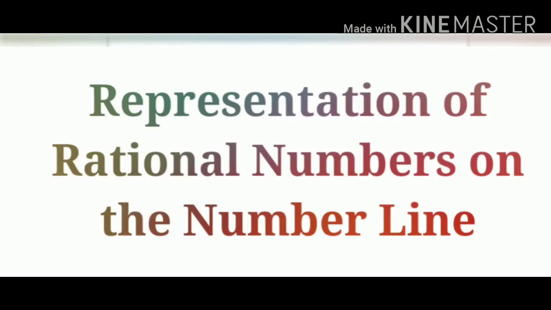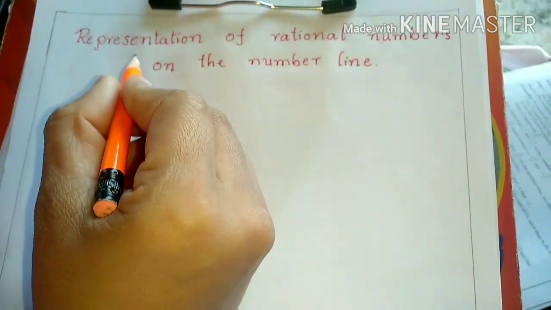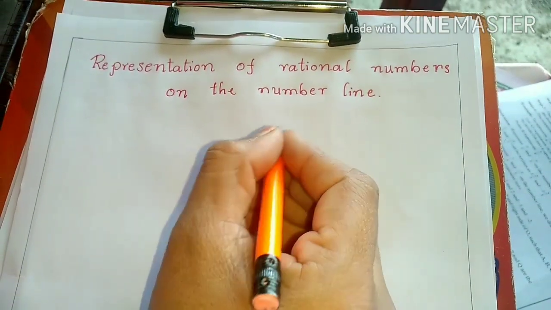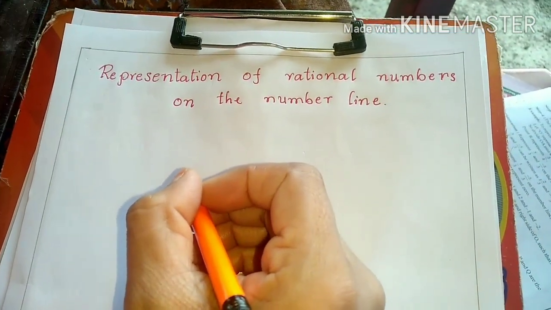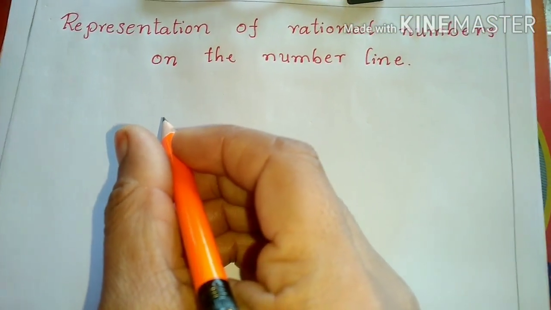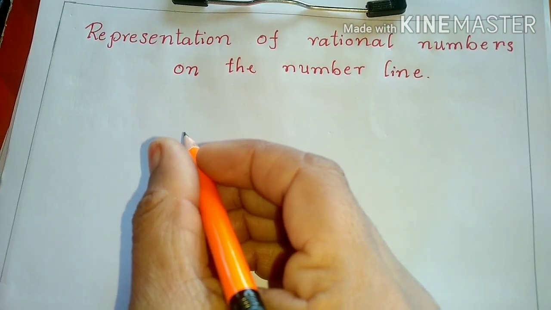Next, representation of rational numbers on the number line. How to draw the number line for rational numbers? Next topic is representation of rational numbers on the number line. How to draw the number line?